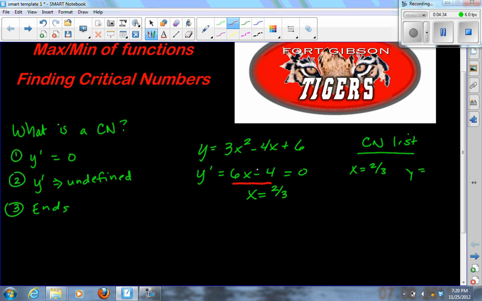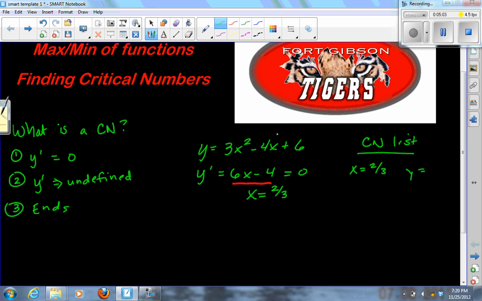This is just a polynomial. I can put anything in for x. If I had a derivative that looked like this, maybe, then my derivative would be undefined at -2. So I would have to add that to my critical number list. And my derivative would equal 0 at 3. And I would have to put that on my list. So it just depends on what your derivative is. You check the derivative for 0 or undefined, and here I said already that I don't have any endpoints.